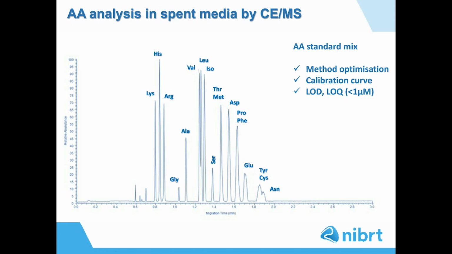Then the standard amino acids were mixed with their respective isotopically labeled counterparts, and this mix was used to perform calibration curves for each component, as well as the determination of LODs and LOQs for all the amino acids, and they were all below 1 micromolar.